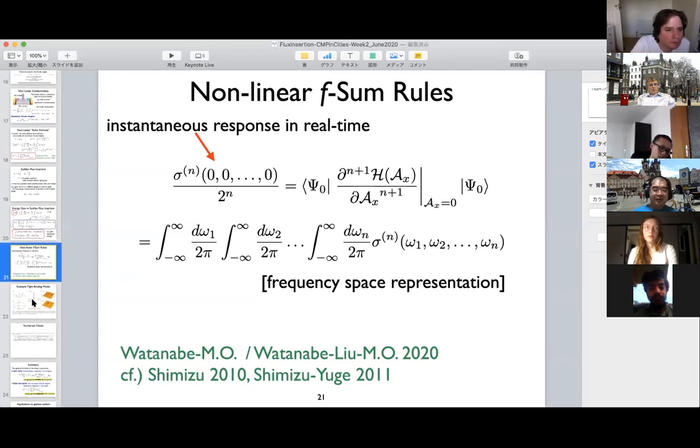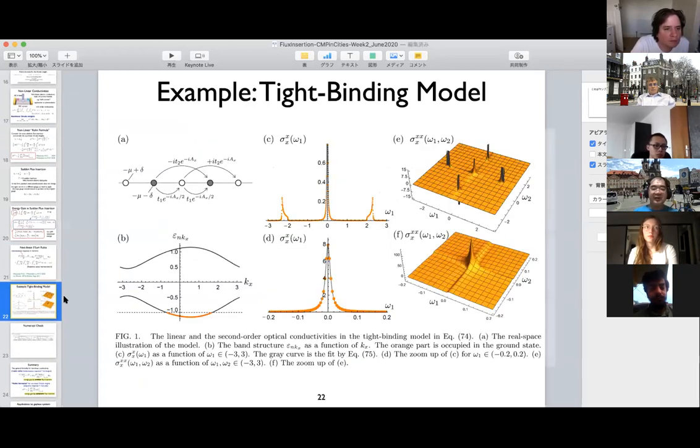So these are very general results, but we did try to test this formula in a tight binding model. Okay, so this is a tight binding model, so simple system, but still calculation of nonlinear conductivity is not totally trivial. So this is a nonlinear conductivity in XX direction as a function of two frequencies, omega 1, omega 2. So you have some peaks, and this is a linear conductivity as a function of frequency, and this peak in the center is the Drude peak.